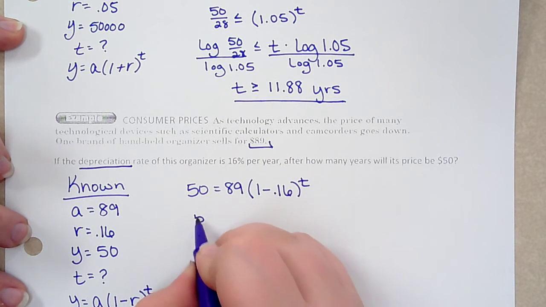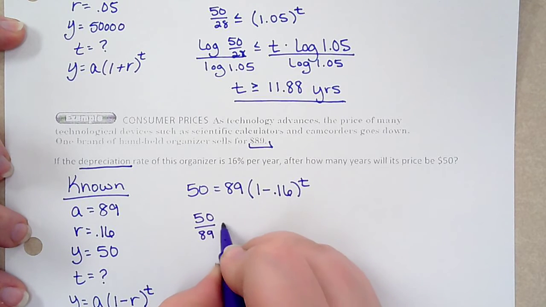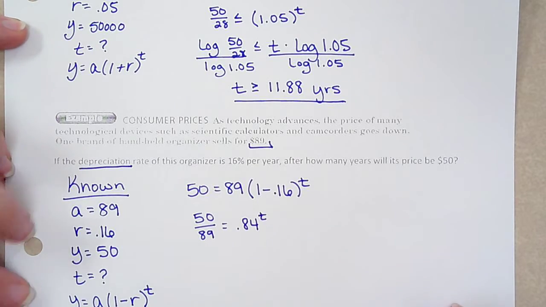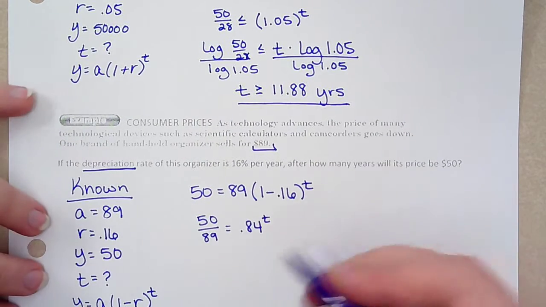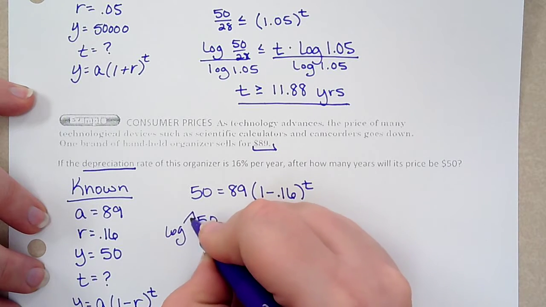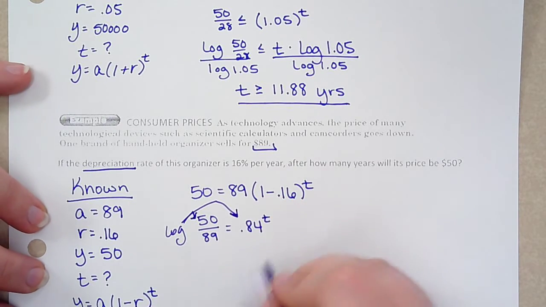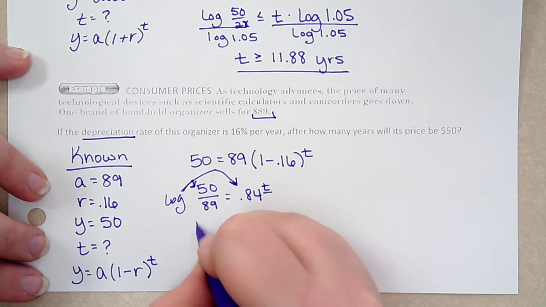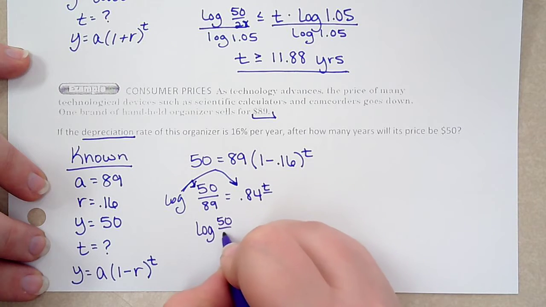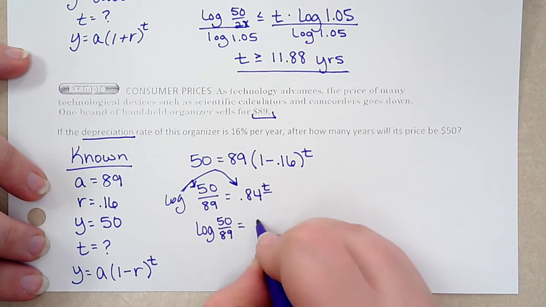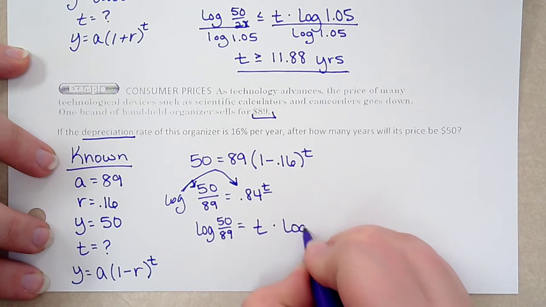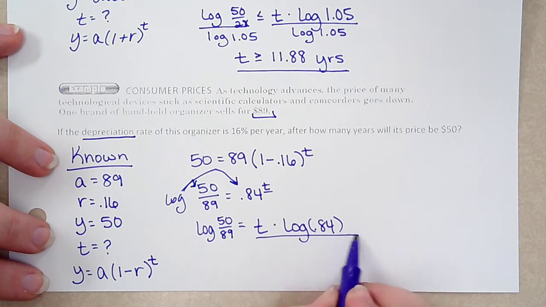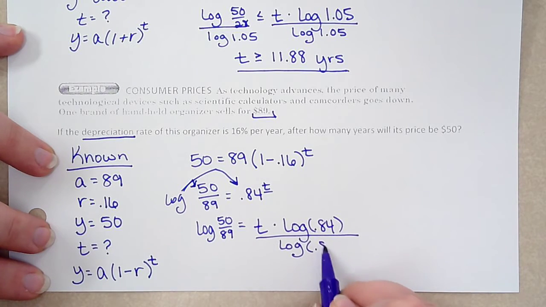Divide both sides by 89, and I set it equal to 0.84 raised to the t. And all I did there was simplify this piece down. From here, I'm going to take the log of both sides, and that allows me to bring my t, which is currently an exponent, out as a multiplier. So I get log of 50 over 89 equal to t times the log of 0.84. From here, to solve for t, I'm just going to divide both sides by that log of 0.84.